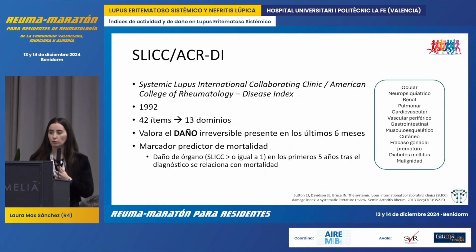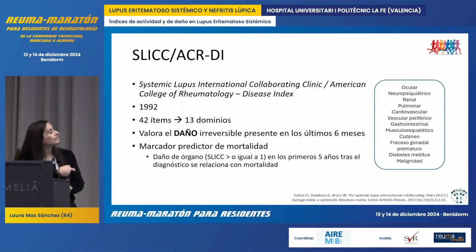Now, as a true index of organ damage, the main one is the SLICE ACR-DI. SLICE, which we mentioned earlier as the group responsible, the clinical and scientific group that revised the 2012 criteria, is the Systemic Lupus International Collaborating Clinics, which in terms of indices, I believe it is the main damage index we are familiar with, which is quite old, from 1992, and consists of 42 items. And it assesses irreversible, presumably chronic damage, although in some sources I have seen it referred to as covering at least the past 6 months.